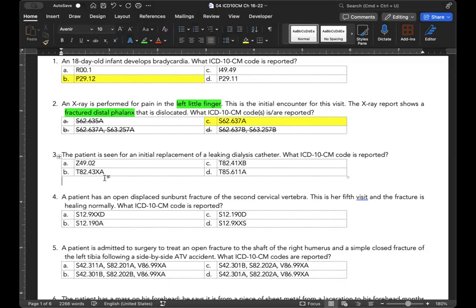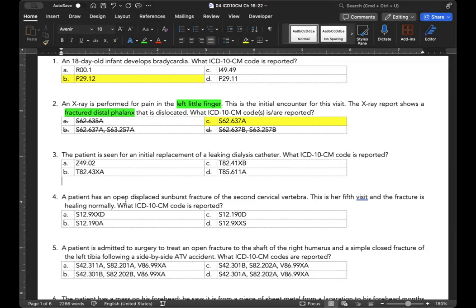T82.41 is for a mechanical breakdown of a vascular dialysis catheter. T82.43 is for the leakage of a vascular dialysis catheter. So does anybody think that one of those should be it, or do you think we should keep looking?